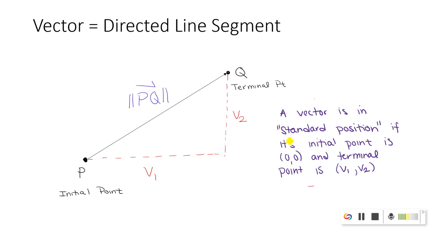Let's see, one more vocabulary word. We say a vector is in standard position if its initial point is located at the origin. So if we're asked to put a vector in standard position, it just means we're drawing it with its starting point at the origin. That would mean its terminal point would be V1, V2, where V1 and V2 are the horizontal and vertical components of that vector.